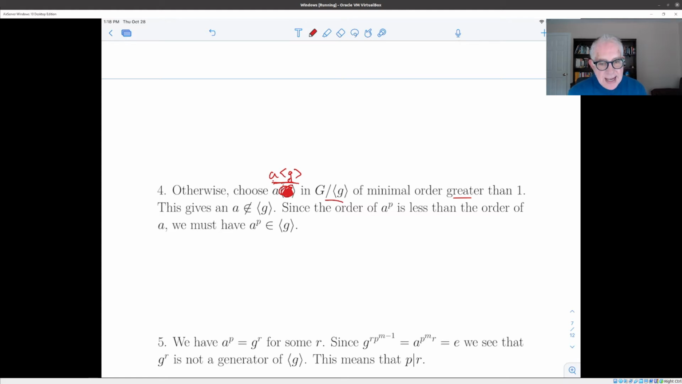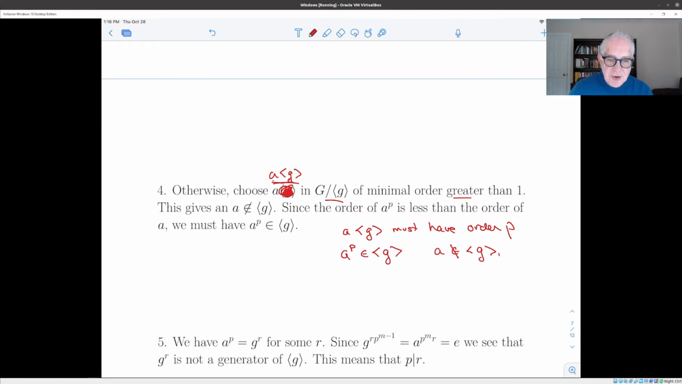And it has to have order P, because if it had order P squared, for example, then we could raise it to the Pth power and we would get something of order P. So the coset AG, if it has minimal order, must have order greater than 1. It must have order P. This is similar to what we did in the other proof. And so we get an element A, so that A to the P is in the cyclic subgroup generated by G, but A is not in the cyclic subgroup generated by G.